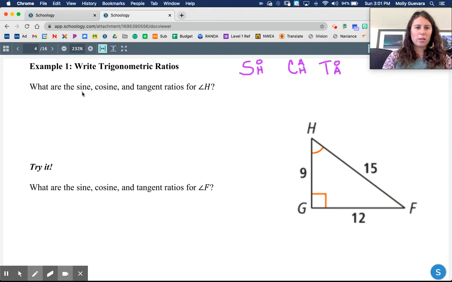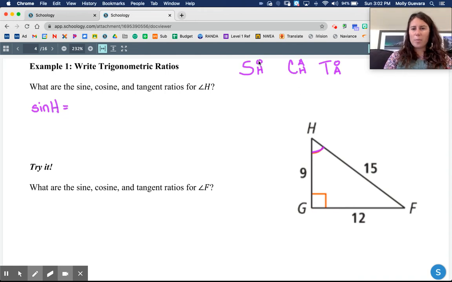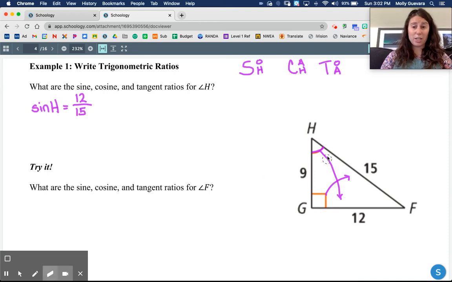So example 1 says, what are the sine, cosine, and tangent ratios for angle H? So specifically from this angle right here, right? So I'm going to start with sine just because it's first. So sine of H equals, now if I look, sine is opposite over hypotenuse. So I need to figure out what's the opposite side to H. Well, the opposite side is always the one across from H. So opposite is 12. And then my hypotenuse is always across from the right angle. So it'll be 12 over 15. And that's it. That's my ratio.